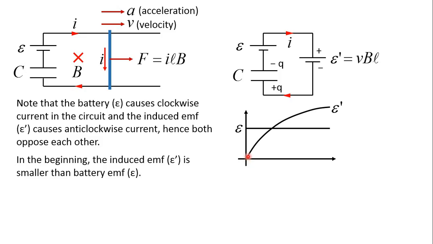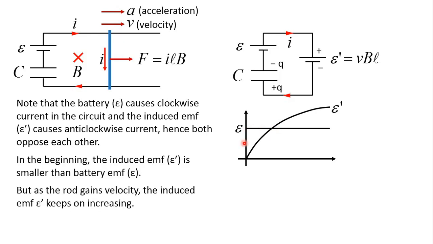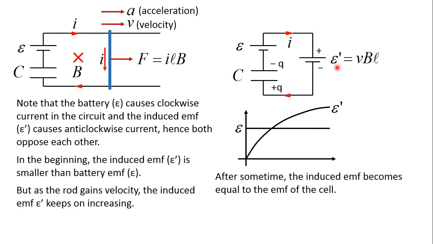So what happens after some time? As the induced EMF is increasing, it will reach a value equal to the EMF of the cell. As the rod gains velocity, the induced EMF E dash keeps on increasing because velocity increases. So after some time, the induced EMF becomes equal to the EMF of the cell. In this graph you see, the induced EMF becomes equal to the EMF of the cell.